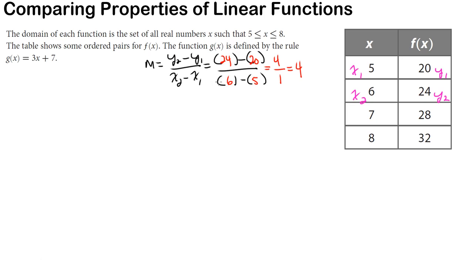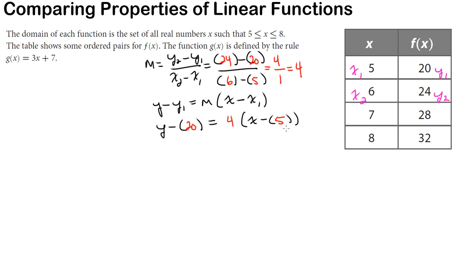Now I'm going to plug that into my point slope form, which is y minus y1 equals the slope times x minus x1. I'm going to set this up with parentheses, leave a gap for the slope, and then plug in my information. My slope is 4. I'm going to use this first point here, so my y1 is 20 and my x1 is 5, and this equation becomes y minus 20 equals 4 times x minus 5.